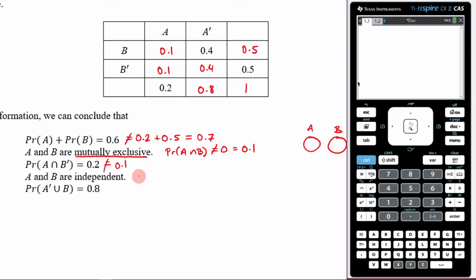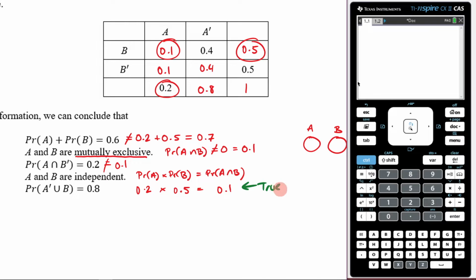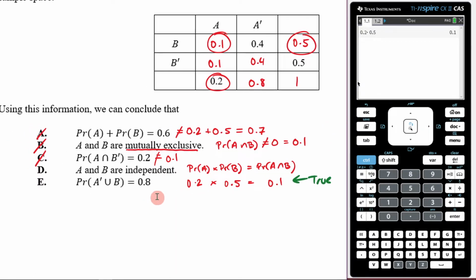A and B are independent. Okay, what does independent mean? Independent means the probability of A times the probability of B is equal to their intersection. Okay, so the probability of A is 0.2. The probability of B is 0.5. And we know that the intersection is 0.1. Now, this is a true statement. That's true. You know, 0.2 times 0.5 is 0.1. So therefore, our answer is going to be D.